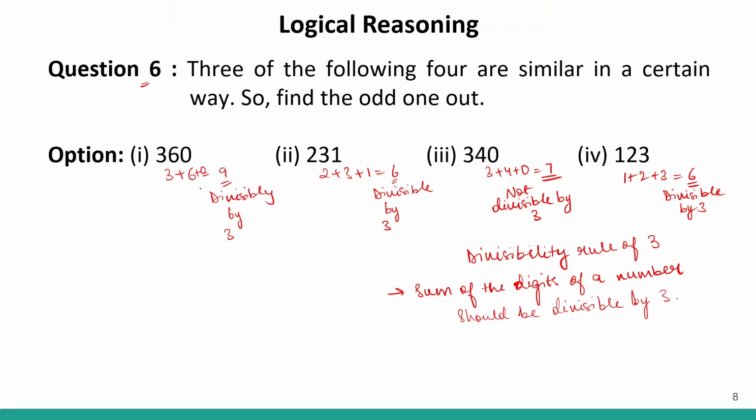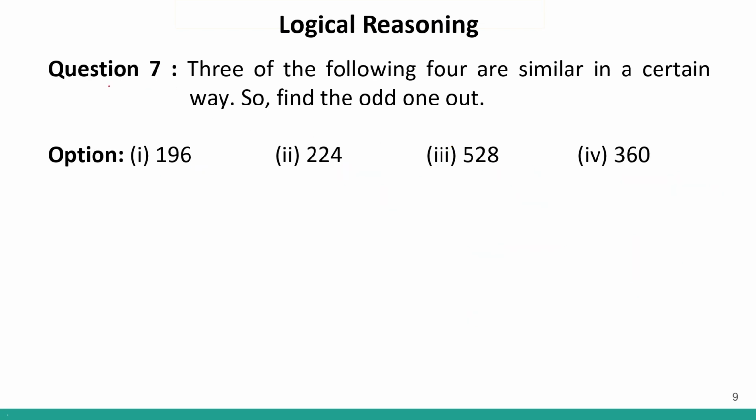Okay. So out of these options, I can see that 3 options, option number 1, 2 and 4 are divisible by 3. Only option number 3 is not divisible by 3. Therefore, this will be the odd one out. Now let us look at question number 7.